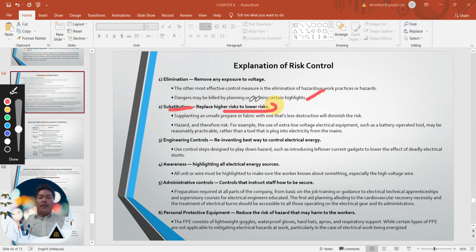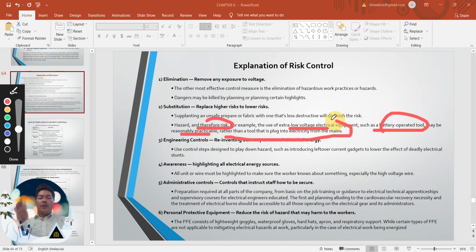Substitution: replace higher risk with lower risk. Replacing an unsafe process or material with a less harmful one will diminish the hazard and therefore the risk. For example, the use of extra low voltage electrical equipment such as battery-operated tools may be reasonably practiced rather than tools that plug into the mains electricity.